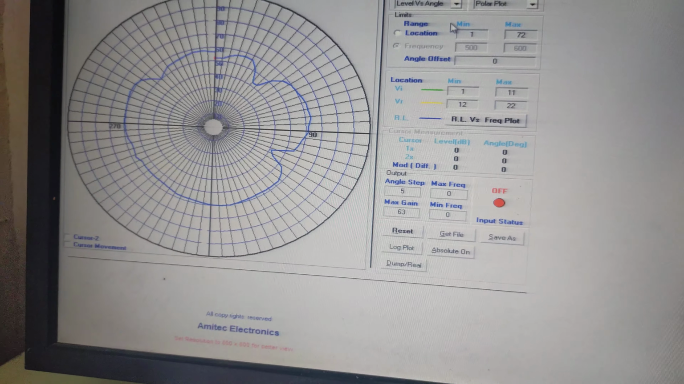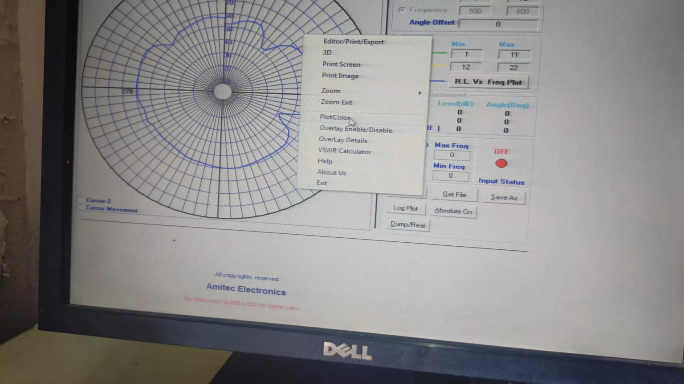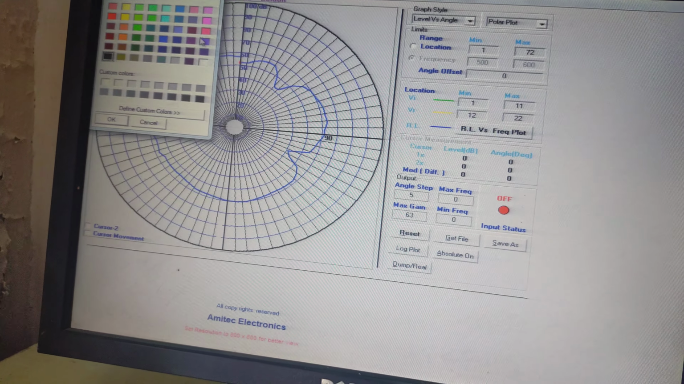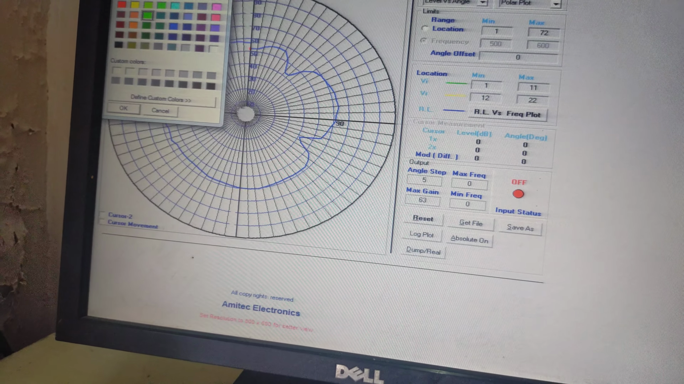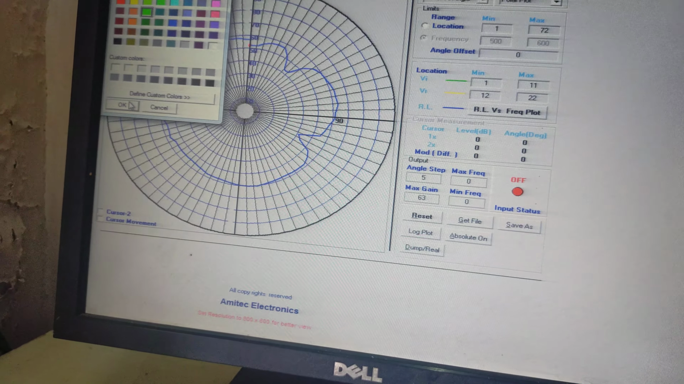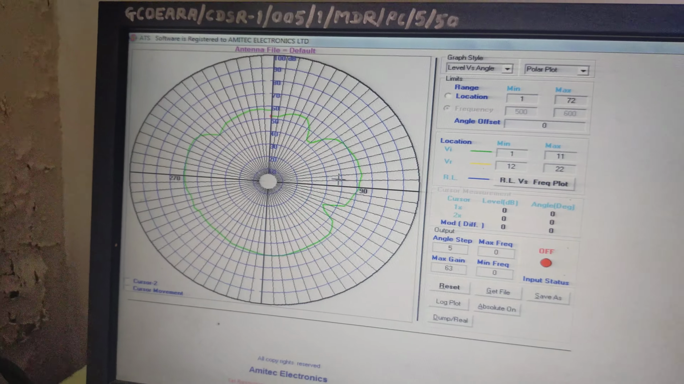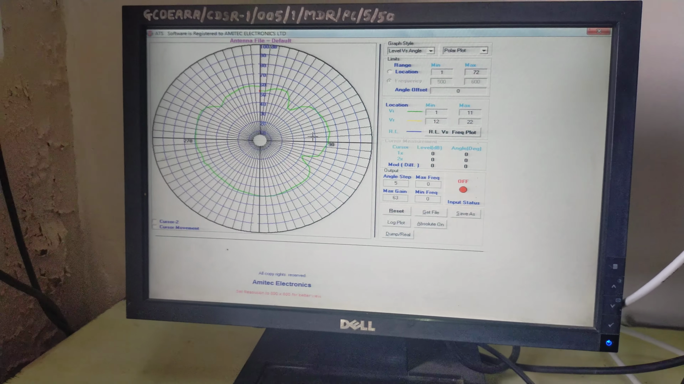I will close it. If you want to change the color of that plot, you can change the color. You can change the color to green, then press OK. So the color is changed. So this is the radiation pattern of a microstrip patch antenna.